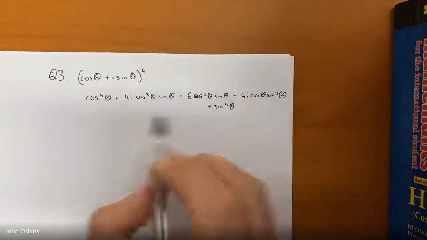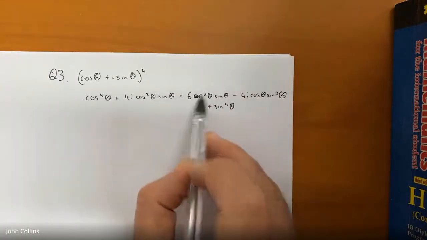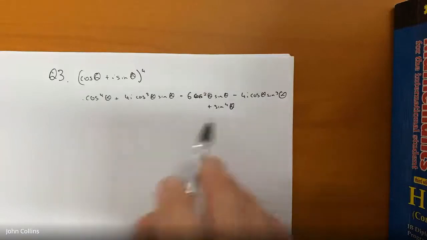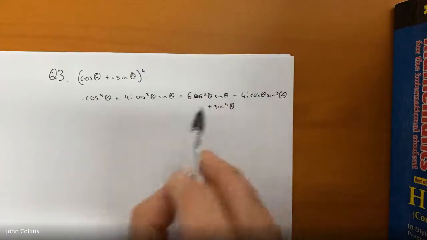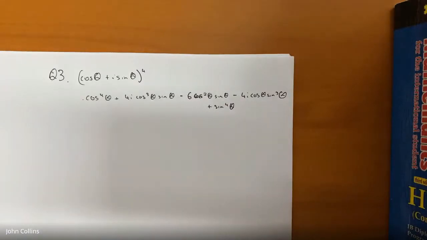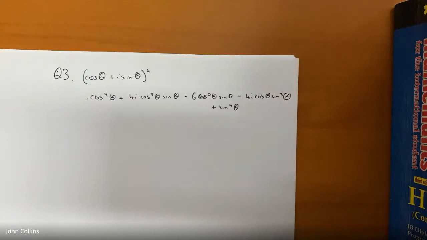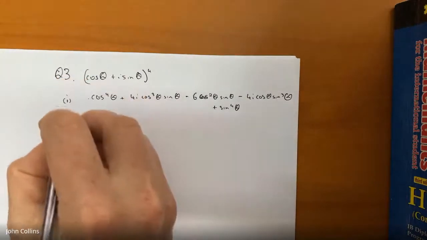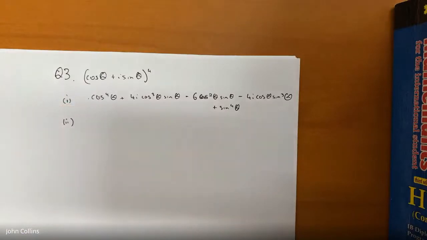Okay, so you should get that 1, 4, 6, 4, 1, and then there were some i squareds and i cubes, and you had to make sure you had the right signs, and hopefully you got that for the first part. Hence is part 2. Hence use de Moivre's theorem to prove that cos 4 theta is this.